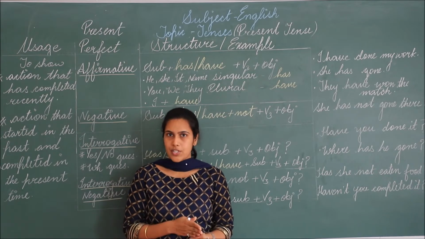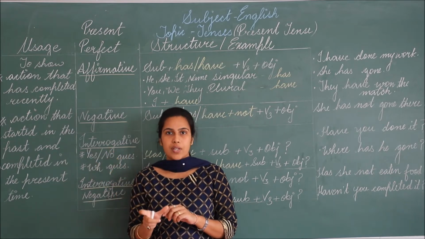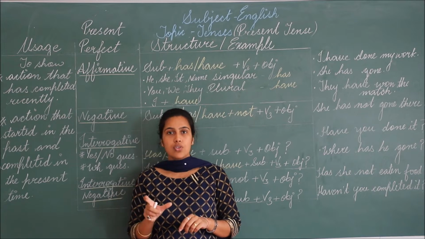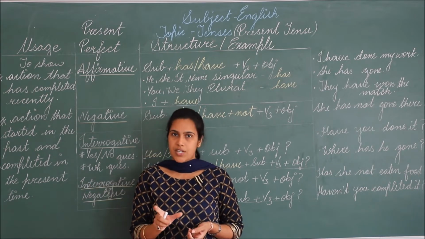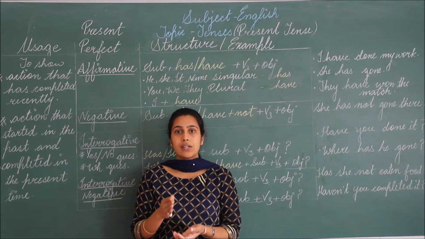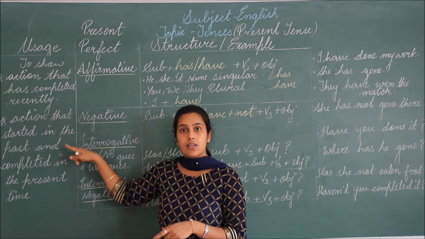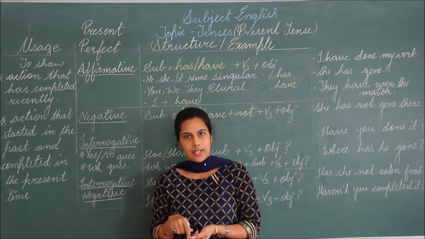जो अभी अभी complete हुए होते हैं and as the name suggests, they are present perfect, means our work is complete. So these tenses show that the work or the action is completed and it has been completed recently. Second point, they also show action that started in the past and they completed in the present time.